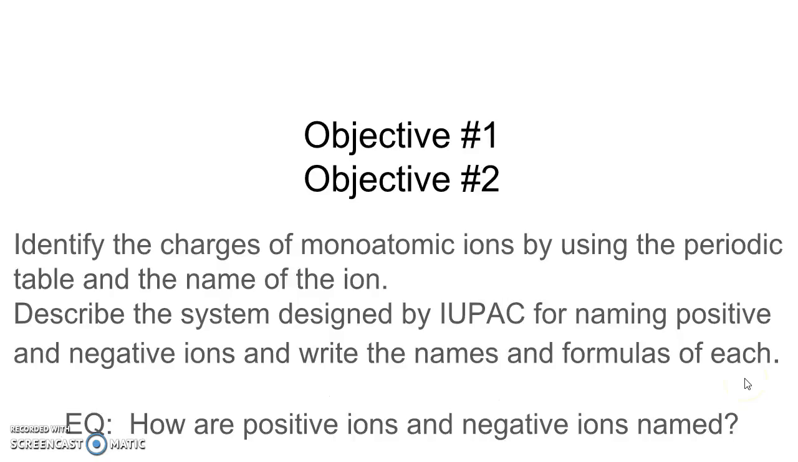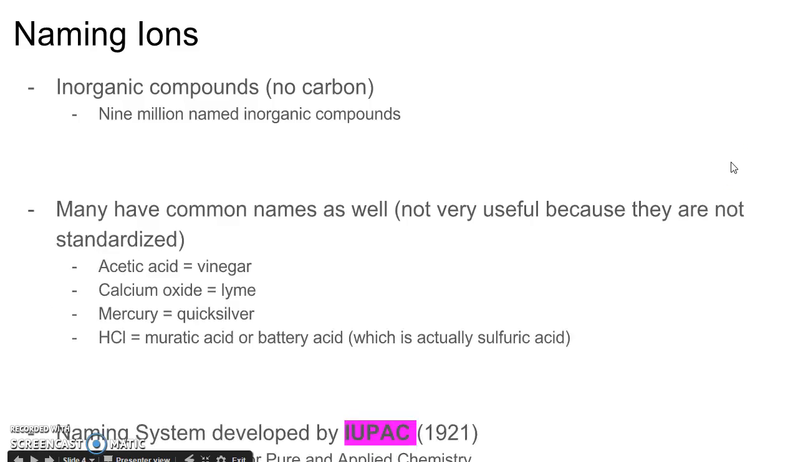So our first two objectives we're going to cover together, which is just identify the charges of monoatomic ions by using the periodic table. You've already done this before. This is what you labeled on your periodic table when you were labeling your valence electrons and your oxidation numbers. And we're going to describe the system that IUPAC has designated for naming positive and negative ions, and we're going to write the names and formulas of each. So our essential question is, how are positive ions and negative ions named? So we're just going to go ahead and start.